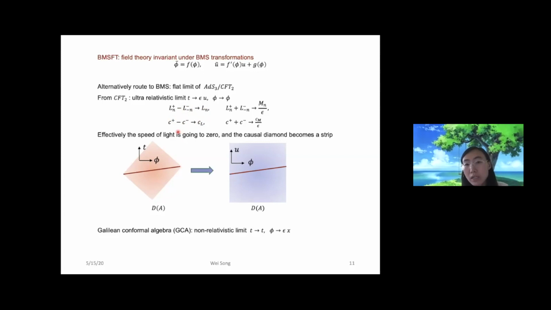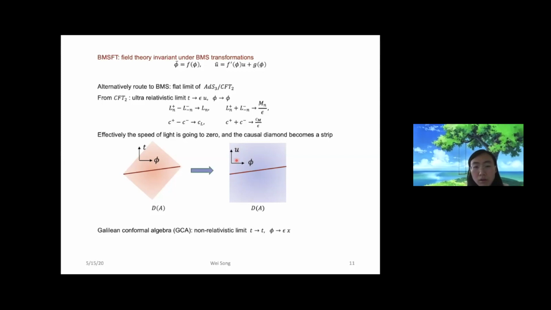On the other hand, the BMS generators, the super rotations, can be obtained from a limit of the sum of these left and right moving Virasoro generators. And because of this limit, one can try to see how the causal domain goes. So here is the causal domain of a 2D CFT. After this limit, we see that it goes from a diamond to a strip, where in this U direction, it's infinitely long.